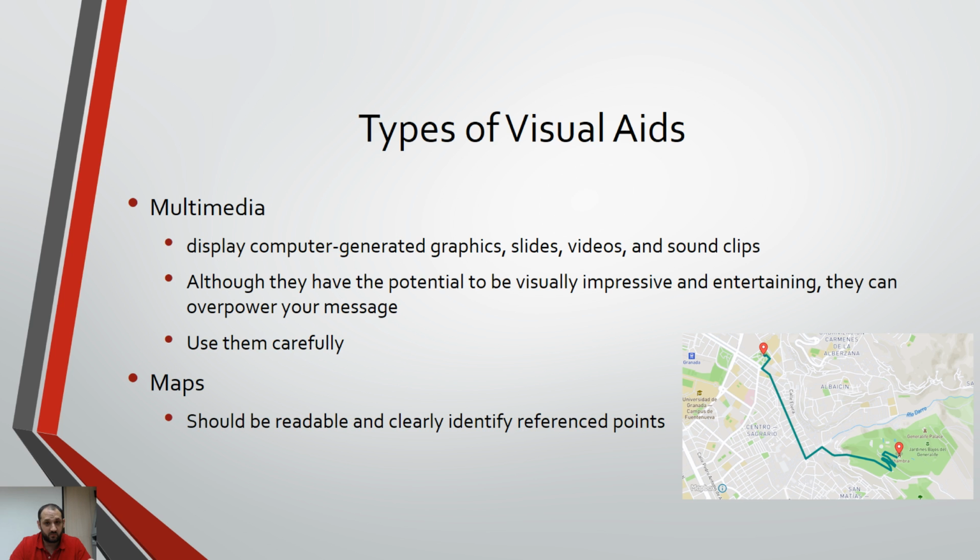Finally, maps. There's an example right here. There should be readable and clearly identifiable reference points, right? If you look at the map, there's the two dots, right? The beginning and the end. There's the very distinct line of how to get from one to the other. Everything should be crisp and clean and easily understood.